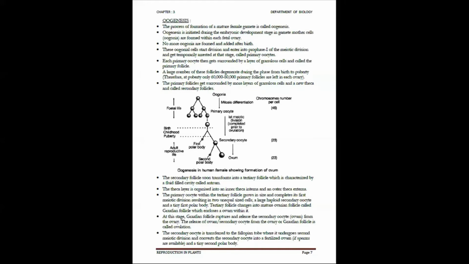Moving on to the diagram, yes, the oogenesis diagram, again the same type of framing question, schematic representation of oogenesis. So you have to give the life phase, that is fetal life, birth, childhood, puberty, adult reproductive life, and then followed by the second column, that is the diagram. Third column, yes, the cell division, and the fourth column, chromosome number per cell. Yes, these 4 columns you have to mention. So the diagram is necessary to learn.